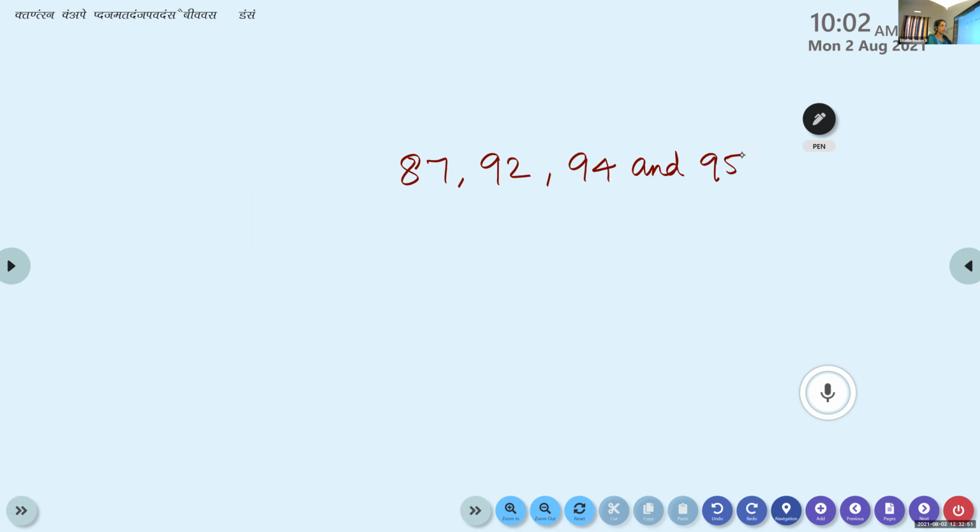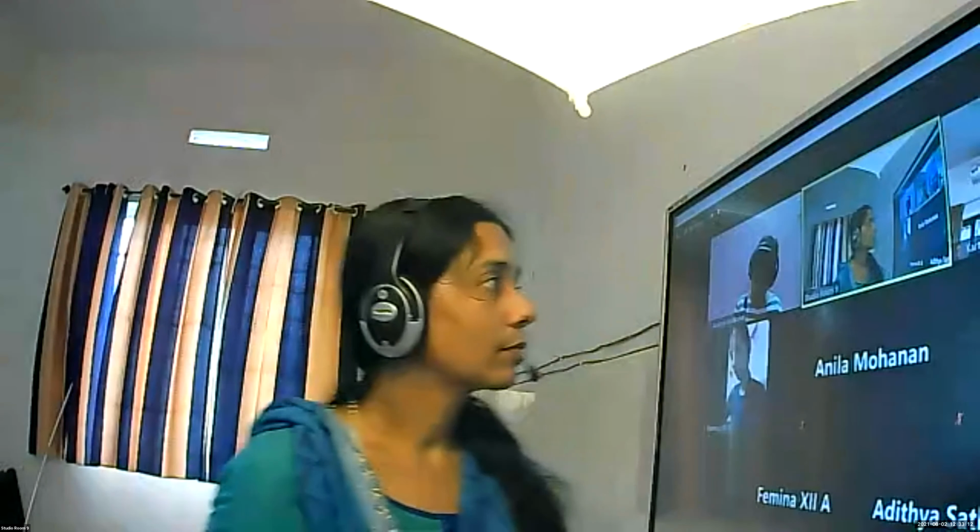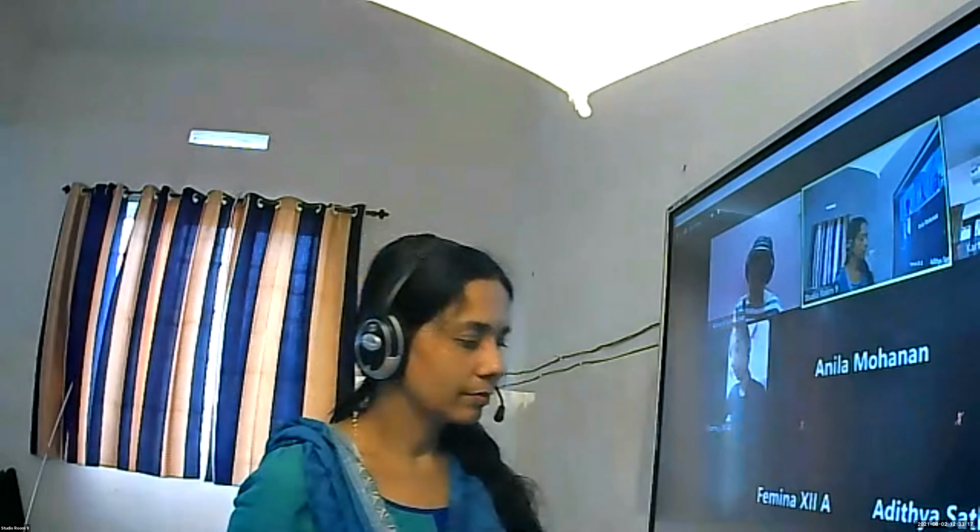So what is the minimum marks he should get in the 5th exam so that he will be getting A grade? A grade means he should get greater than or equal to 90. So we want the average marks to be greater than or equal to 90. Try this one and find out what is the marks.